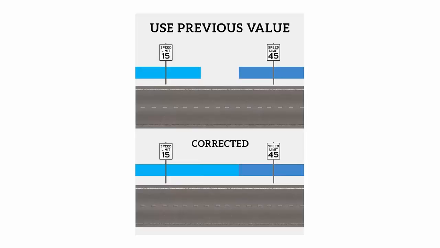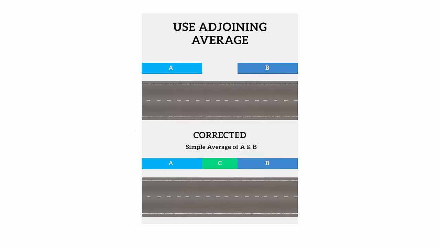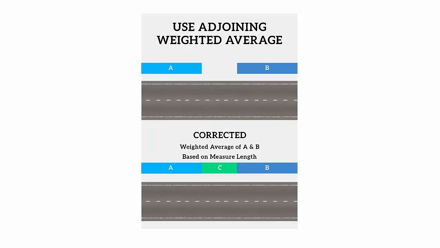There's use previous value, in which case the tool examines the value ahead of the gap and uses that as the value to fill the gap. The next one is use next value, in which case the tool looks at the value of the record after the gap and uses that value to fill the gap. Use adjoining average averages the value of the record on either side of the gap and uses that to write a new record to fill the gap.